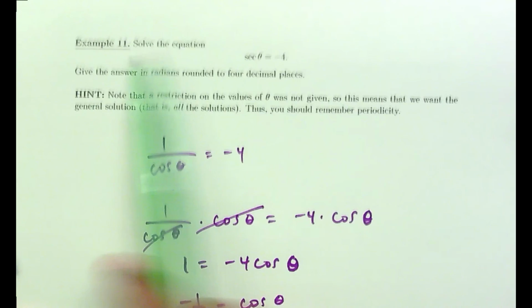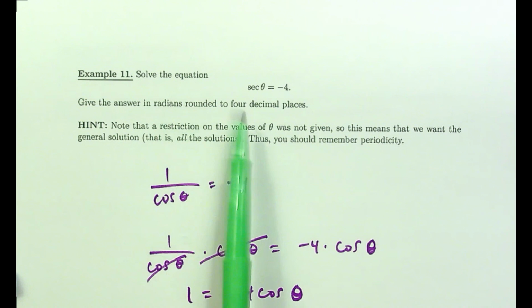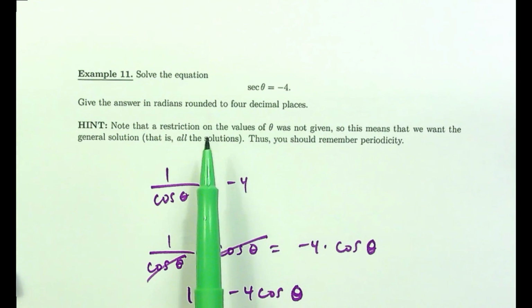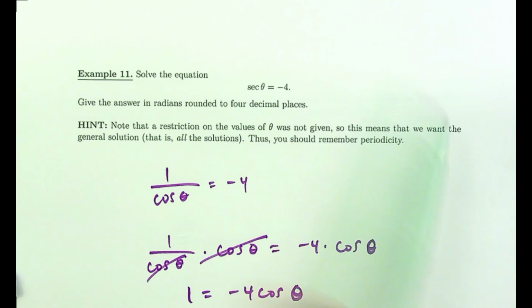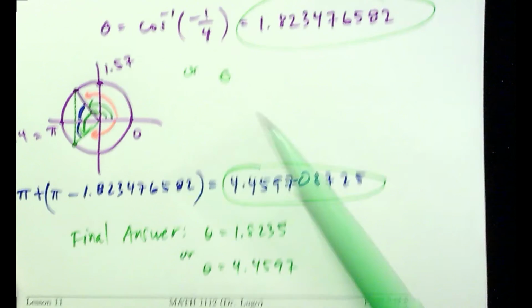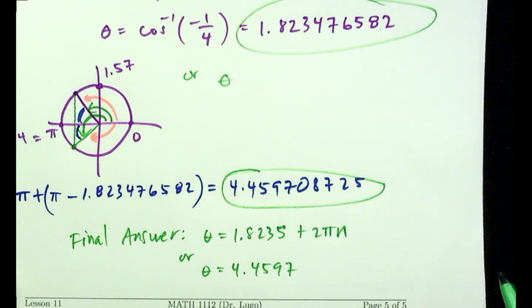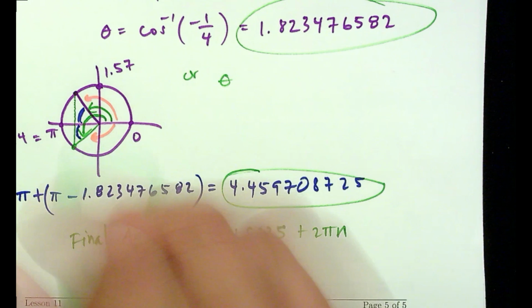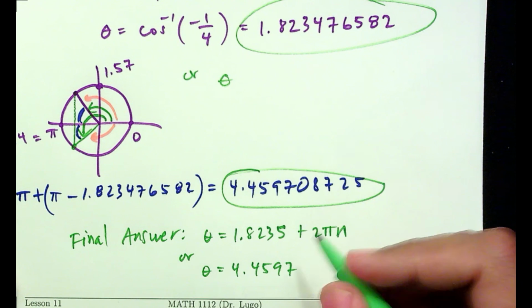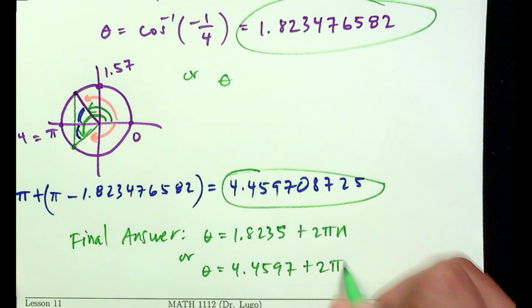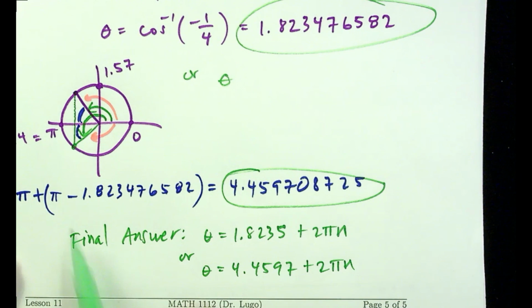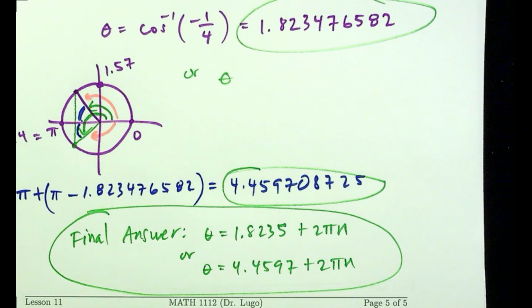Note that there is no restriction. It doesn't say find all the answers between 0 and 2 pi. So that means I actually want all the answers, not just the ones in the unit circle. So that means we have to add the 2 pi in because of the multiplicity. Any answer plus a multiple of 2 pi is going to work because if you do a circle of revolution, you end up in the same spot. You land in the same spot. So all these are solutions. Now that would be the final answer, taking into account periodicity.